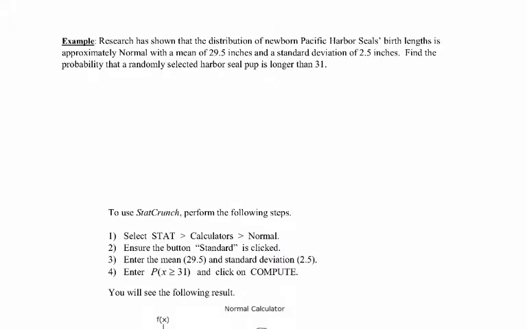Let's do another one. It says, research has shown that the distribution of newborn Pacific harbor seals' birth lengths is approximately normal, with a mean of 29.5 and a standard deviation of 2.5 inches. Find the probability that a randomly selected harbor seal pup is longer than 31 inches. So notationally, we want to know the probability that a randomly selected harbor seal pup is going to be more than 31 inches. That's what we're looking for.